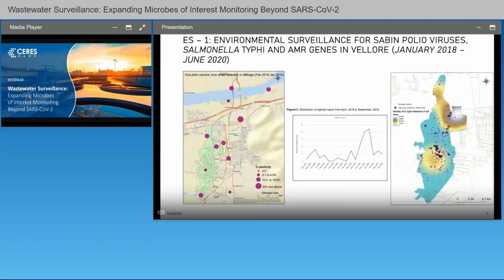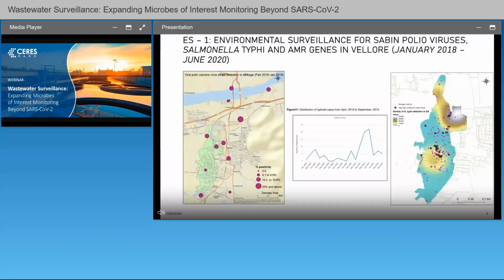So I started work on wastewater surveillance in 2019. As a matter of fact, our department has been carrying out wastewater surveillance for many years before. Initially, we started out with hepatitis A and rotavirus. The current iteration of wastewater surveillance started out in the context of polio and Salmonella Typhi. This particular study was carried out in 2018 to 2020.